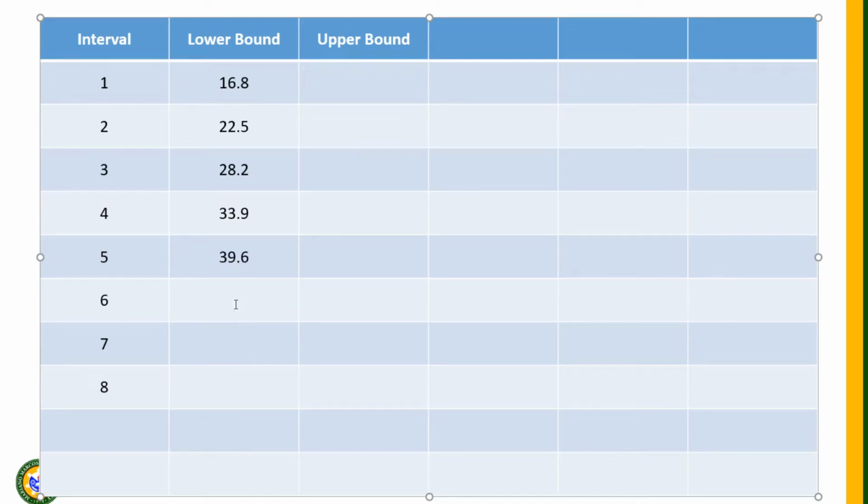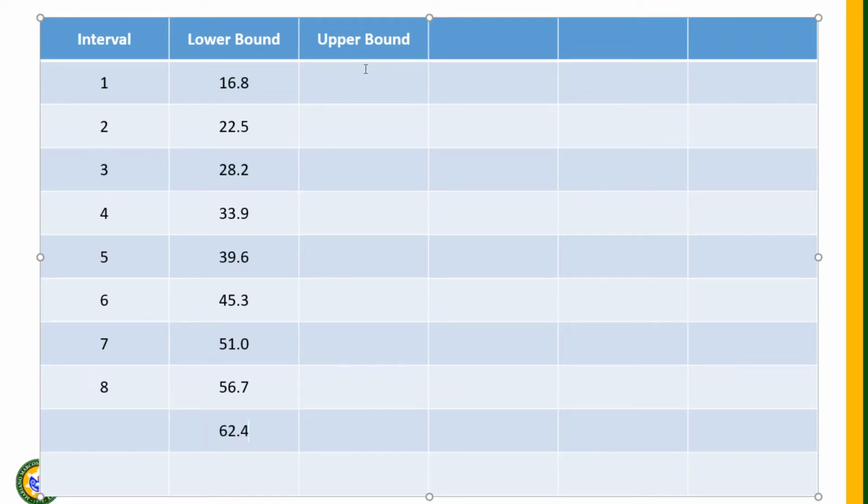And then plus 5.7, we have 45.3. And then plus 5.7, we have 51.0. And then 5.7, we have 56.7. Since we only have 8 classes na-compute natin, mag-add lang tayo ng isang extra class dito sa baba. We just need to add another 5.7. We have 62.4.